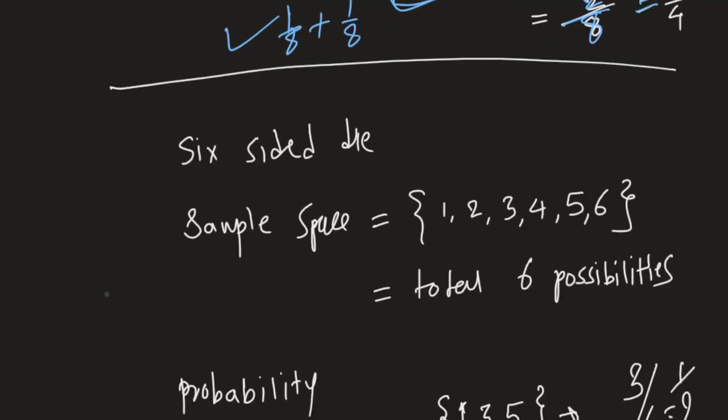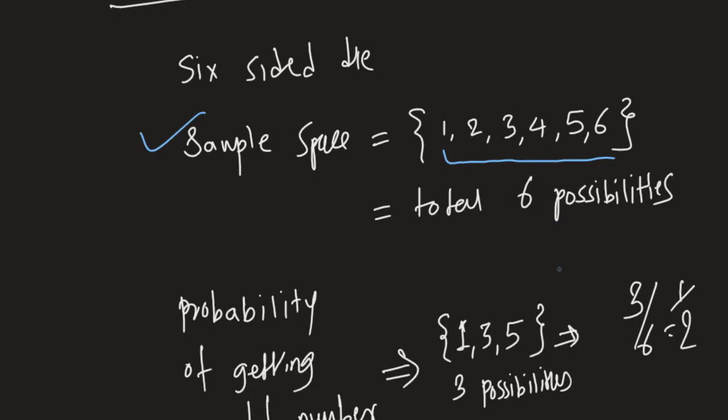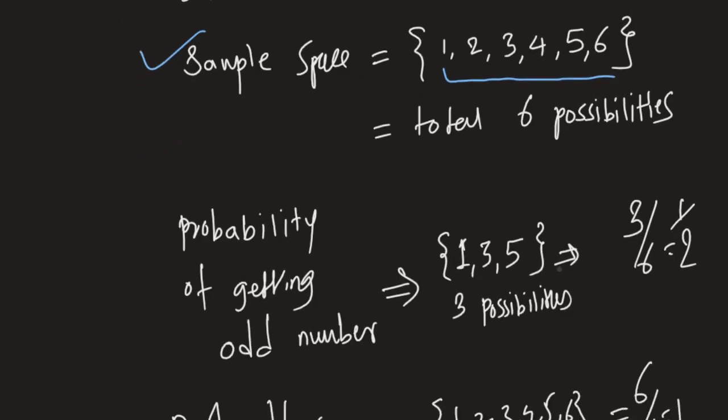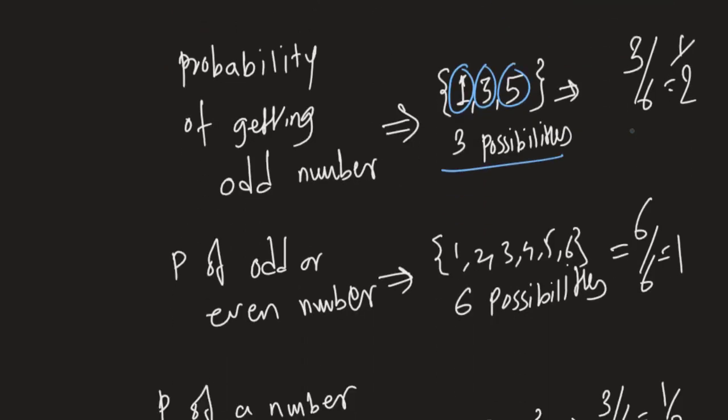And there is another example over here, a six-sided die. The sample space in this case is that you will get one of these numbers: 1, 2, 3, 4, 5, or 6. So there are a total of 6 possibilities, right? Now the probability of getting an odd number: you can get 1, 3, or 5. So 3 possibilities, so 3 divided by 6, which is 1 by 2. Then the probability of an odd or even number is going to be 1, that is 100%, you will get either an odd or even number.